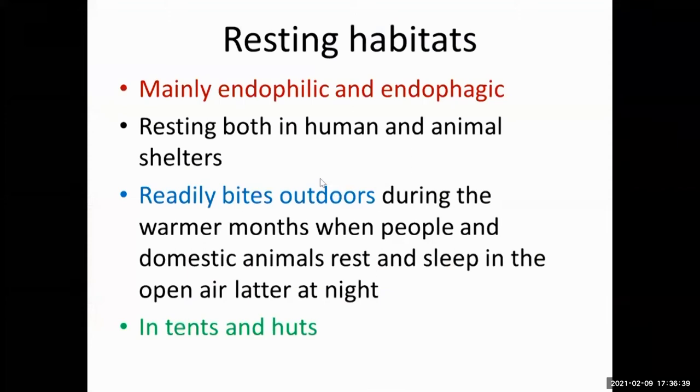In terms of resting habitats, because the species is mainly endophilic and endophagic, it rests both inside human dwellings as well as in animal shelters, but it has to be borne in mind that it readily bites outside and stays outside, especially during the warmer months of very hot summers.